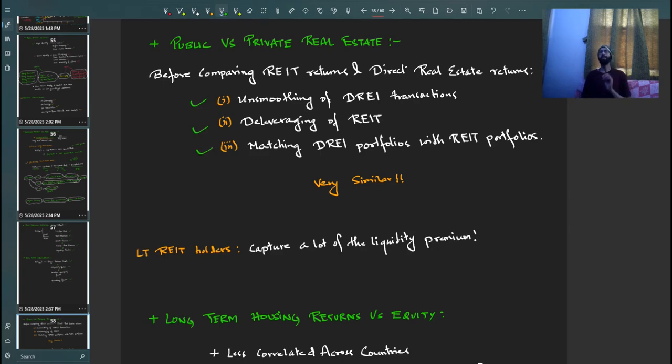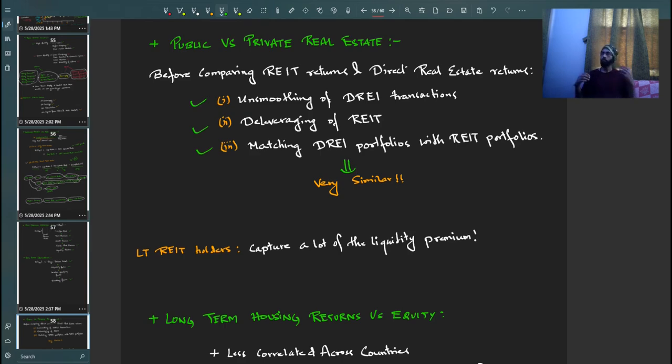Okay, matching direct real estate investment portfolios with REIT portfolios, that is the third step. And if you do all these three steps, then you will find that generally the results are very similar. The figures are not very different. In the short run, sometimes the REITs can behave like equities.